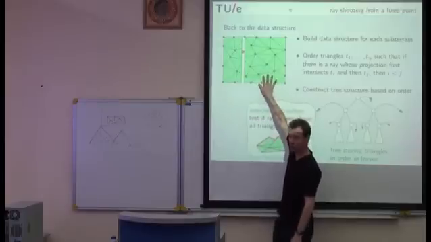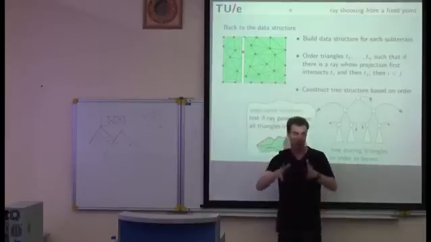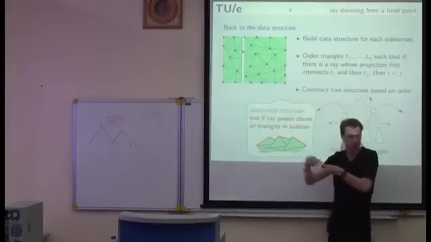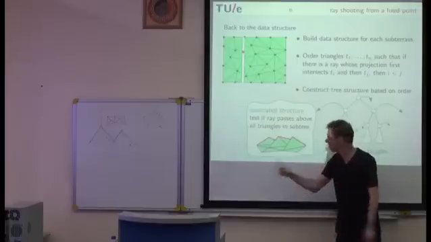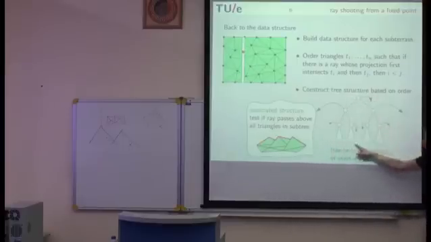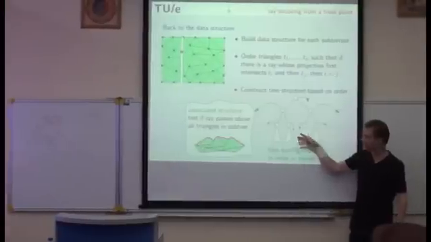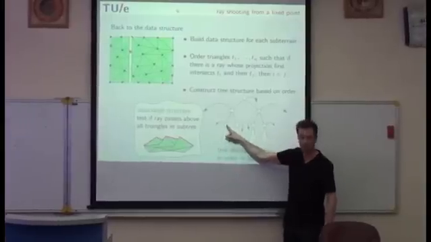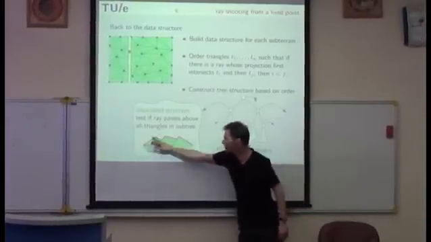How do I construct something for this? Well, that's still pre-processing. I sort the triangles according to this relation. I've just proven that this is acyclic, so I get an ordering. Now I build a tree on this ordering. For every node in the tree, I have all the triangles in the subtree, and I compute this.